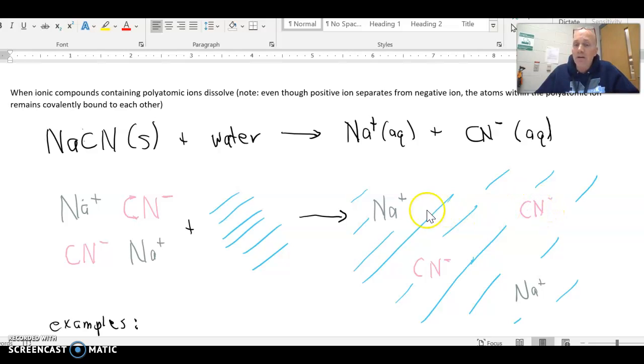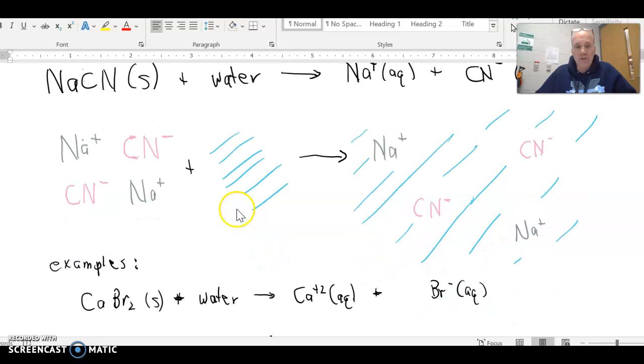And when those separate from the other ions, notice that the atoms within that polyatomic ion stay connected to each other. So the carbon is covalently bound to the nitrogen, but together those things overall have a negative one charge. So that is the cyanide polyatomic ion. A way that we could represent it as an equation is to show that this atom right here separates, but these two atoms stay together. When you have the aq, that just means aqueous, which means dissolved in water, all right?